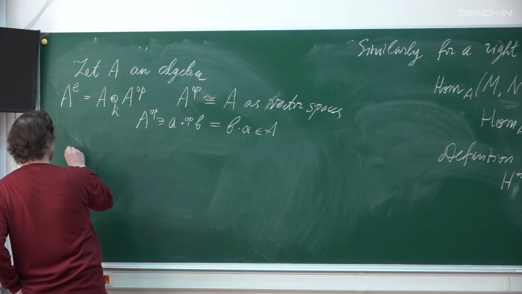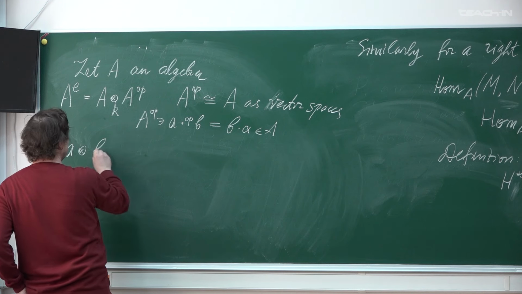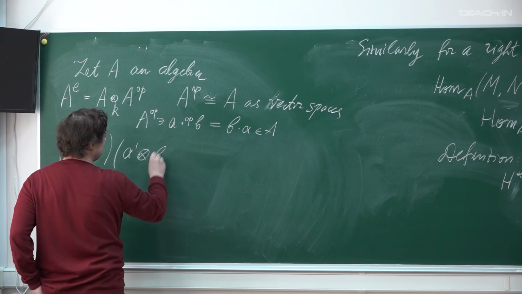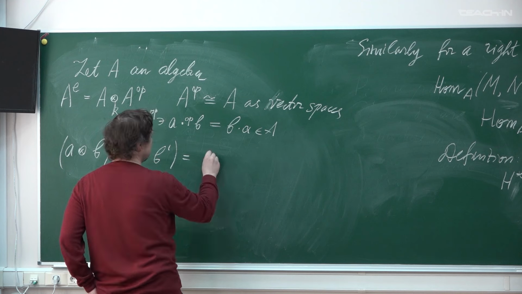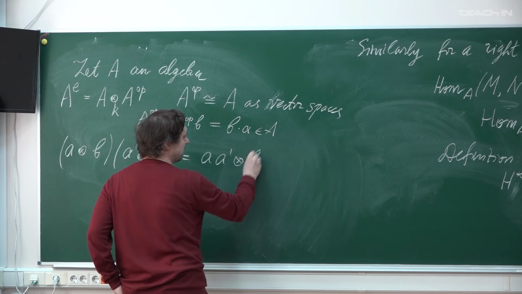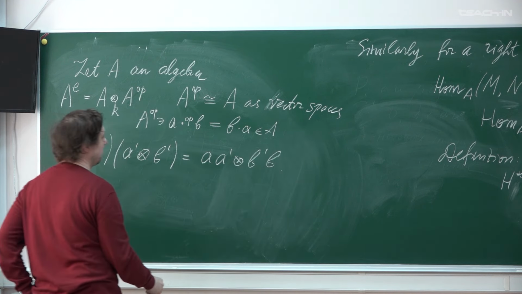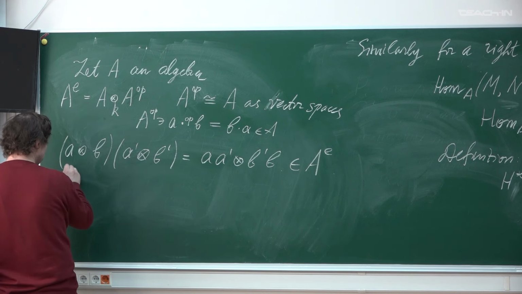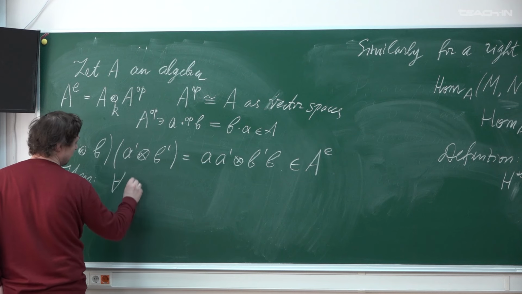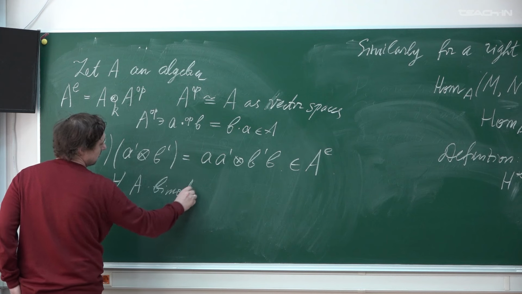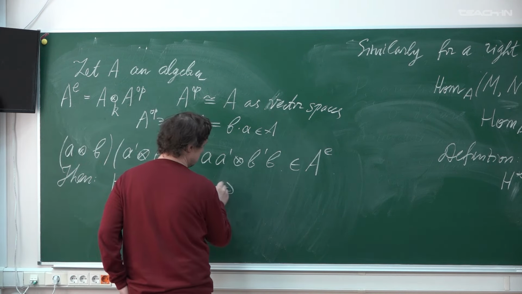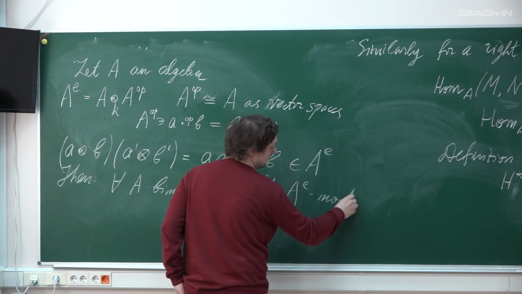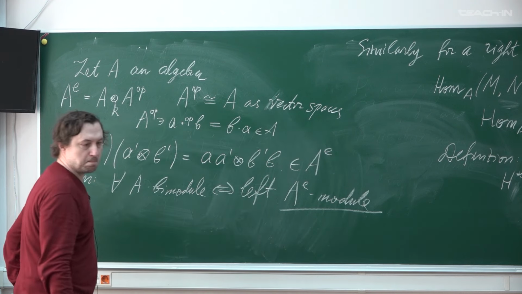So here A^E is given by tensor products of a and b, and the product here is given by the following formula. On the left, I'll get just a prime, but on the right, I'll have b prime b. That's the relation in A^E. Now it is easy to see that every A bimodule is in fact a left A^E module. Right? It's just the definition.